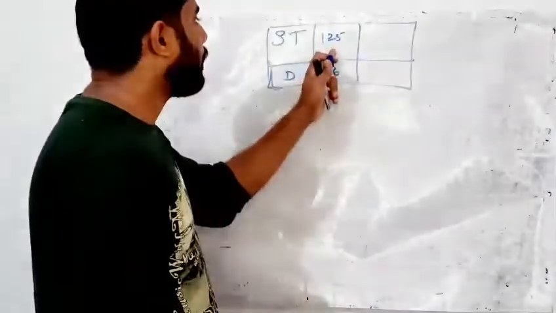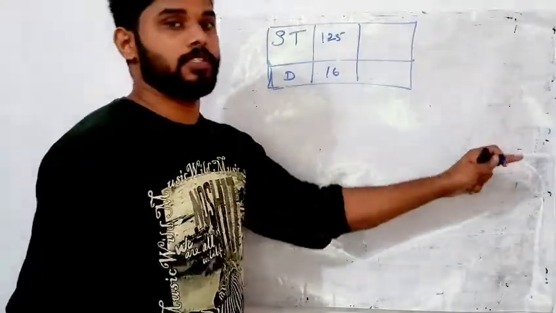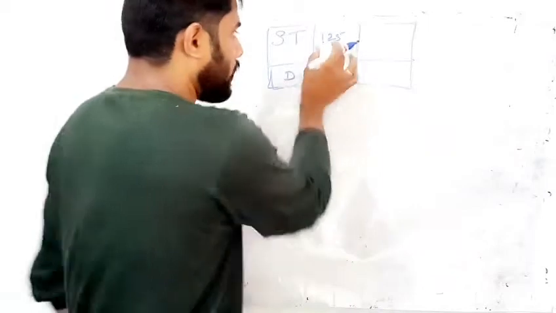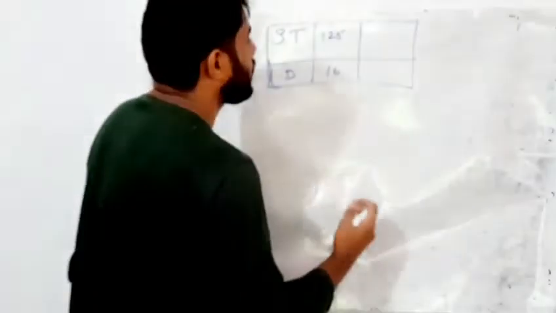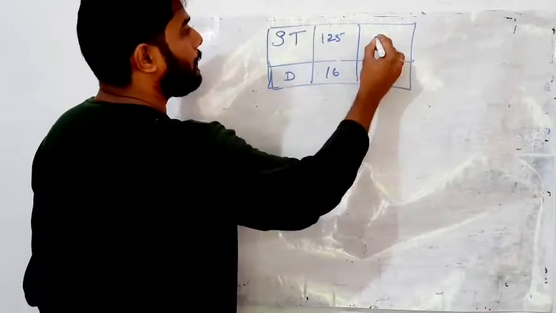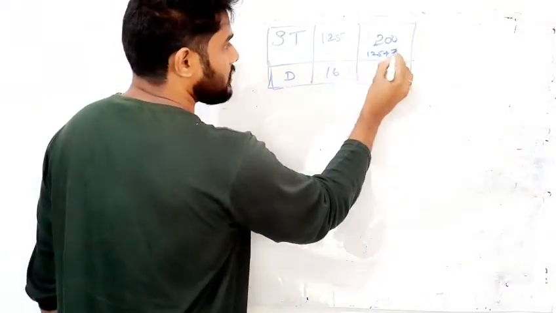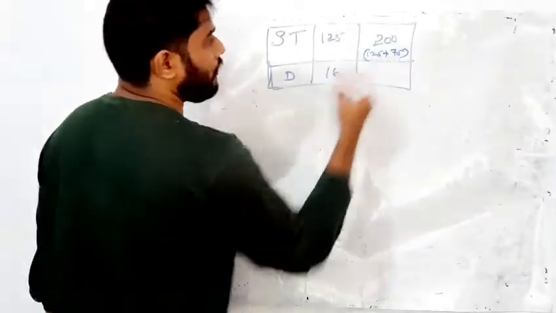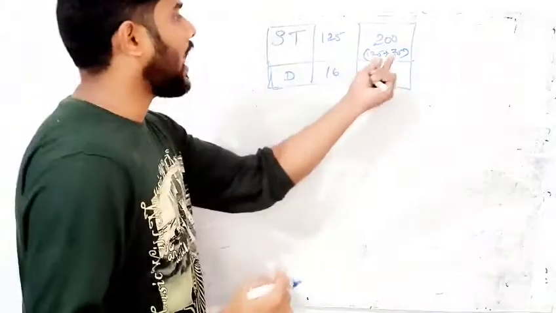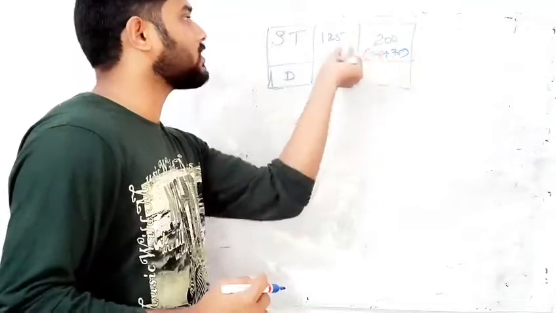Okay, what will happen? 75 students are coming more. Already 125 is there, plus 75. They already came to the hostel. Then the number will become 200. How? 125 plus 75. New 75 are joining, that's why we are adding this 75 with this 125.